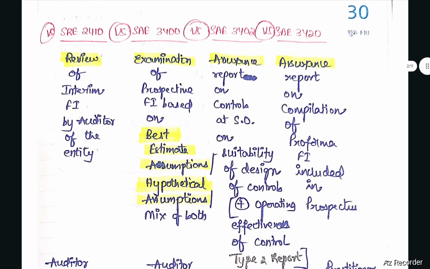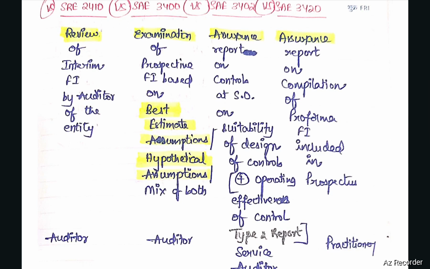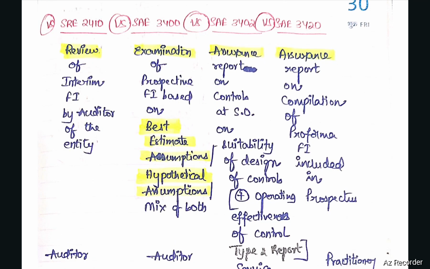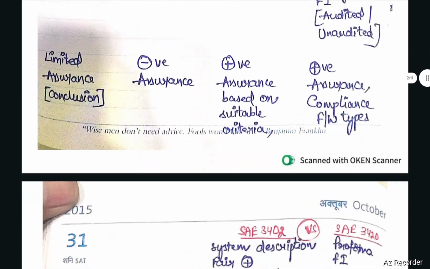SAE 3400, examination of prospective financial information based on best estimate assumptions or hypothetical assumptions or a mix of both. SAE 3402, assurance reports on controls at service organization on suitability of design of controls and operating effectiveness of the controls. Operating effectiveness of the controls is discussed in Type 2 report. SAE 3420, assurance report on compilation of pro forma financial information included in a prospectus.